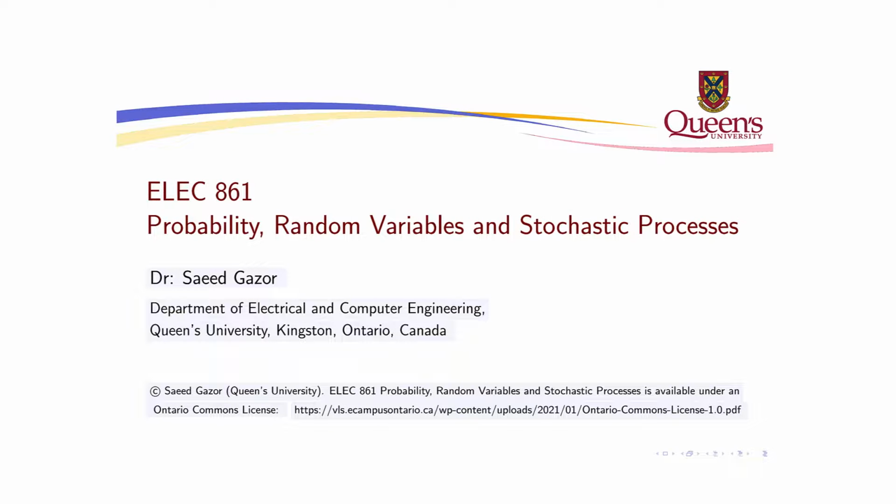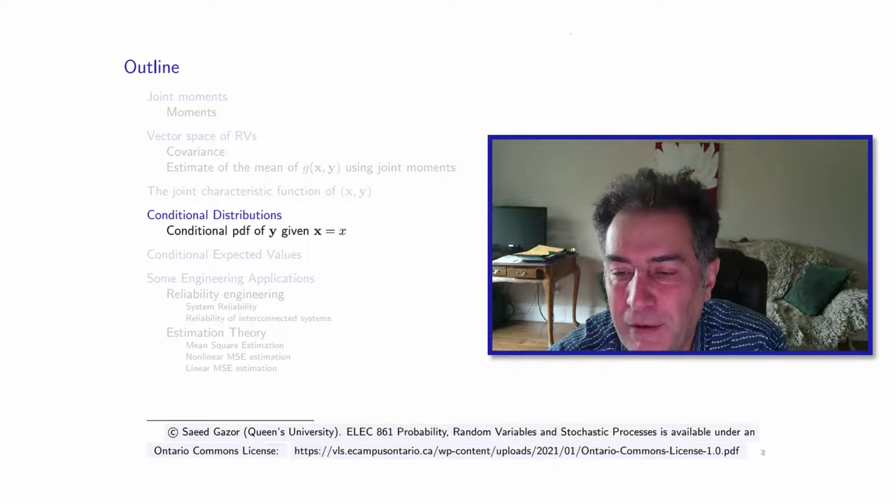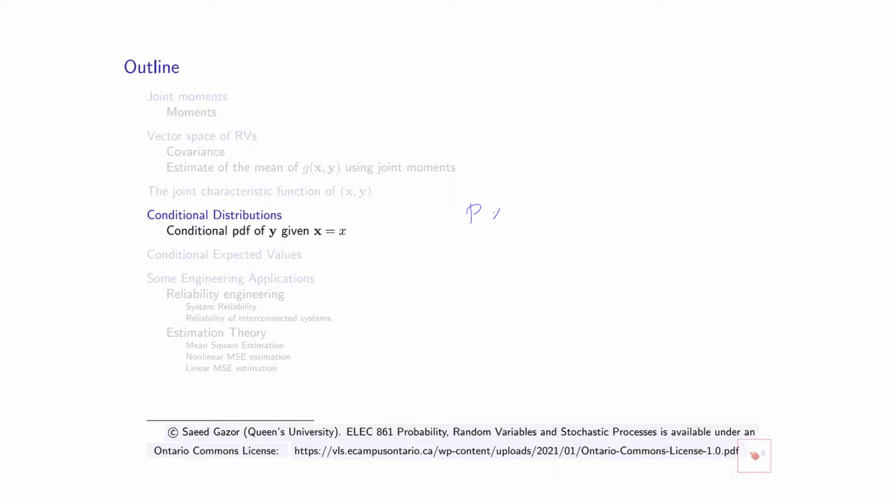Now we have a mechanism to develop any conditional distribution. We are interested in the conditional probability density function. It's a little bit paradoxical because the probability that X be exactly equal to x, if X is a continuous or mixed type random variable, is going to be equal to 0.